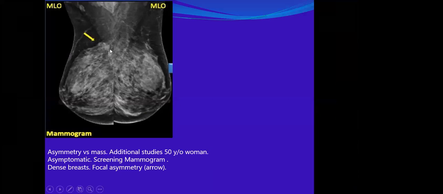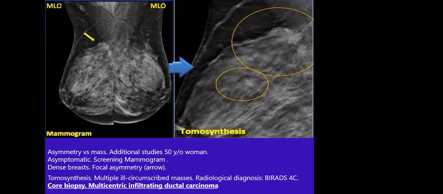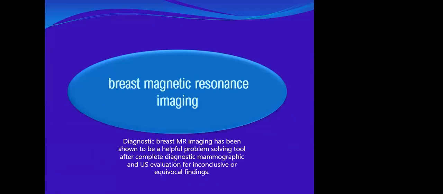Again, if you look here, there is a suggestion of focal asymmetric findings on mammography. It was seen on the CC view. That is why it was reported as focal asymmetry. But look at the tomosynthesis, how it clarified a spiculated mass, and demonstrated another lesion which was not appreciated on 2D. And core biopsy revealed multicentric invasive ductal carcinoma.